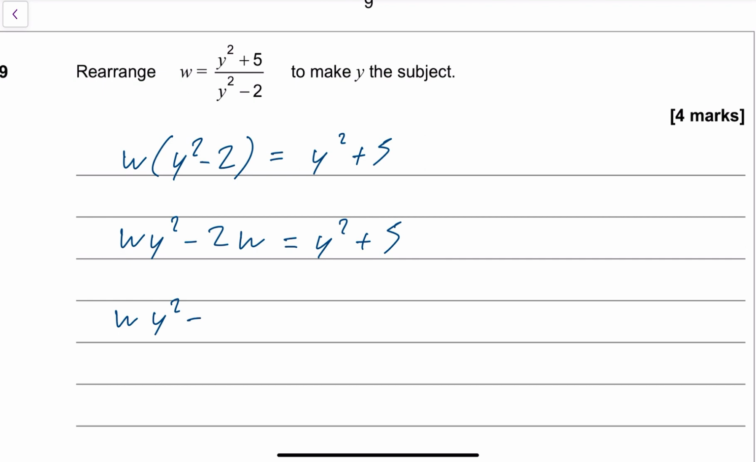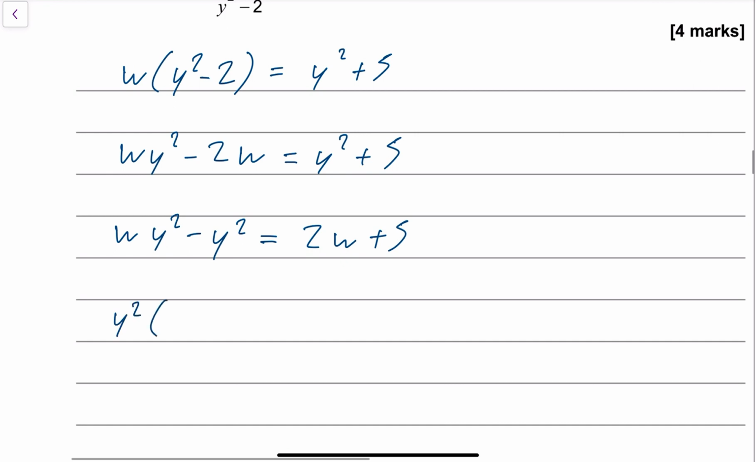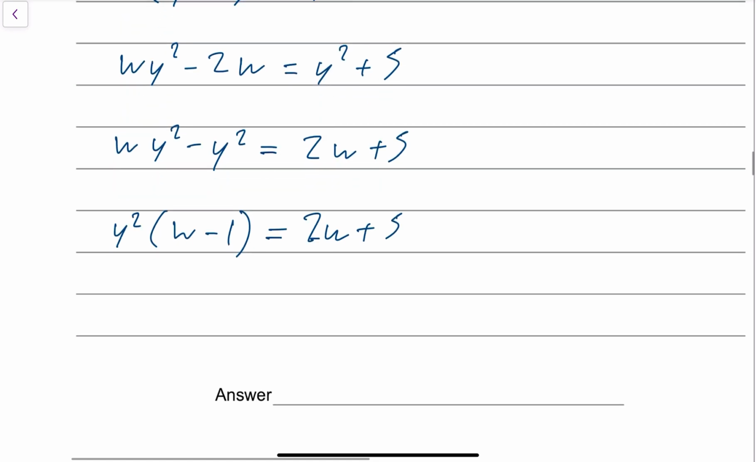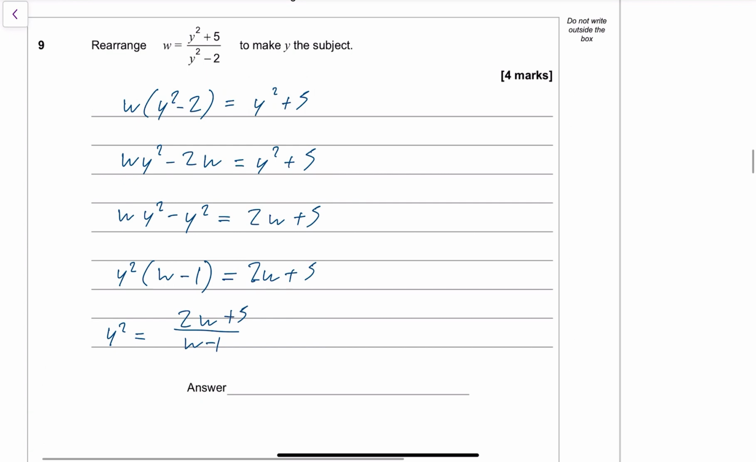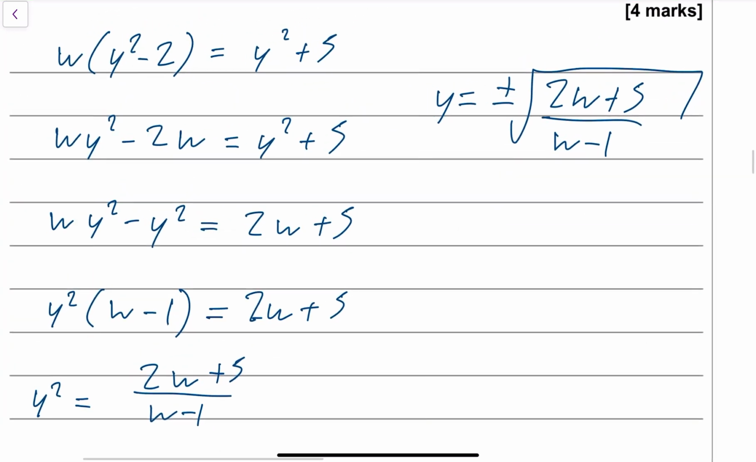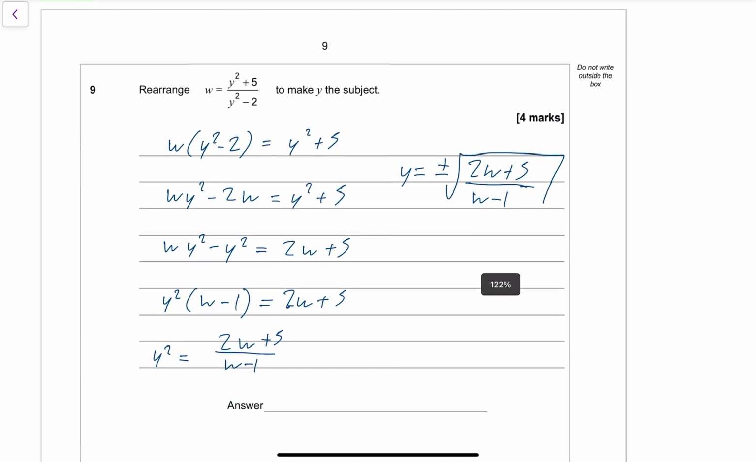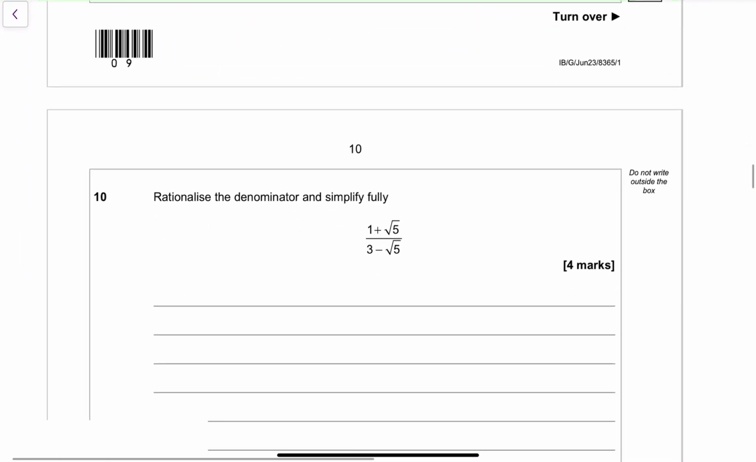Let's bring all the y squareds across to one side. Everything else can clear off the other side. Factorize out your y squared. You're left with w minus 1 is equal to 2w plus 5. And then we'll divide across. You'll have 2w plus 5 divided by w minus 1. And then your last line, y is going to be equal to plus or minus the square root of 2w plus 5 all over w minus 1. So there you have it. That whole thing is being square rooted, so extend your square root so it's obvious. And it's plus or minus, we have no idea if it's positive or negative, so I have to put the plus or minus in.